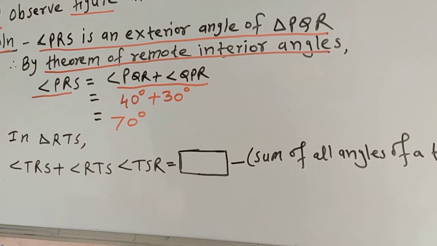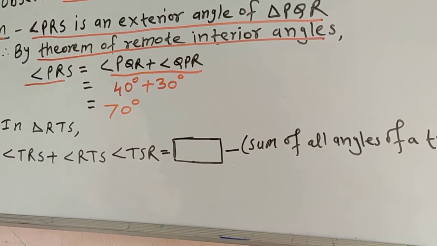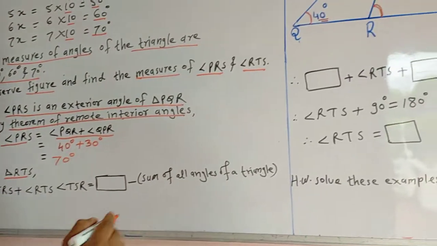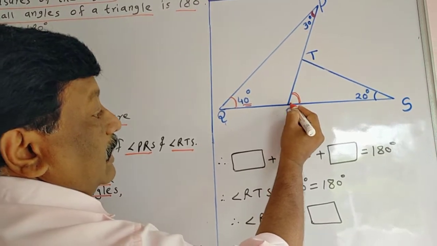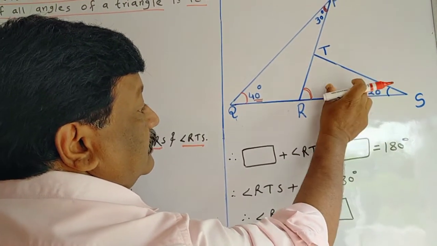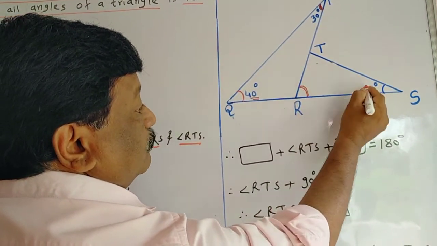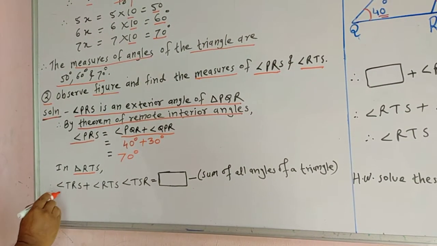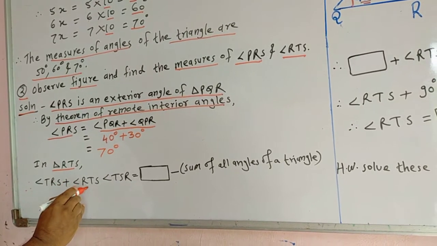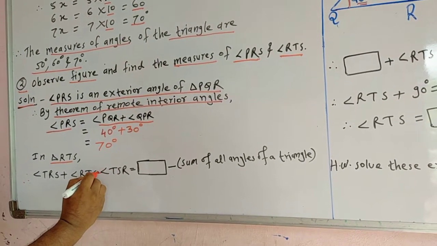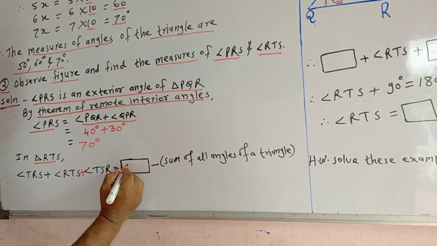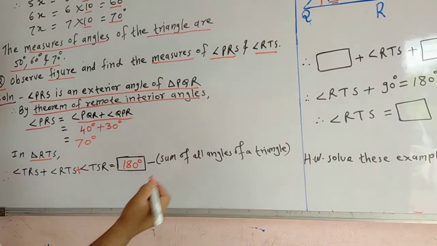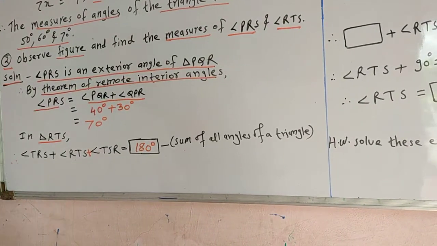Now the second answer: we have to find the measurement of angle RTS. Now see this triangle RTS. In this triangle, the sum of the measures of all three angles is 180. Therefore, angle TRS plus angle RTS plus angle TSR equal to 180 degrees. Reason: sum of all angles of a triangle is 180.